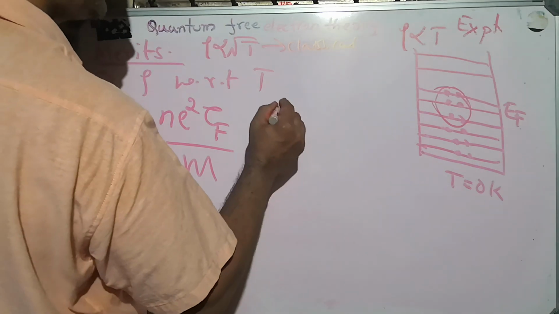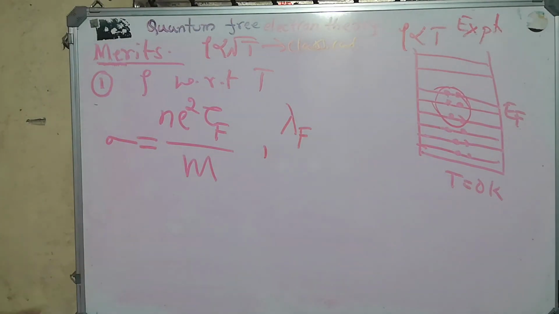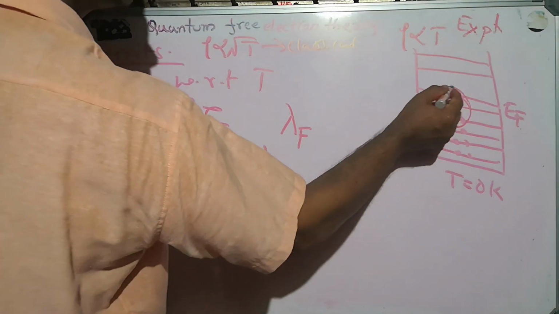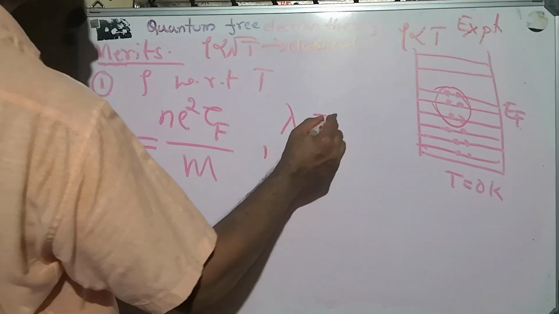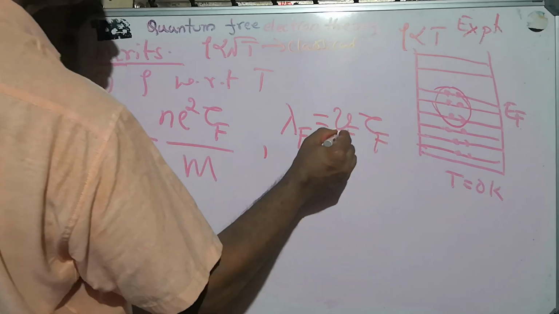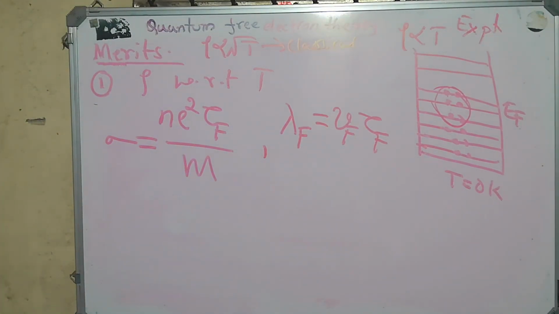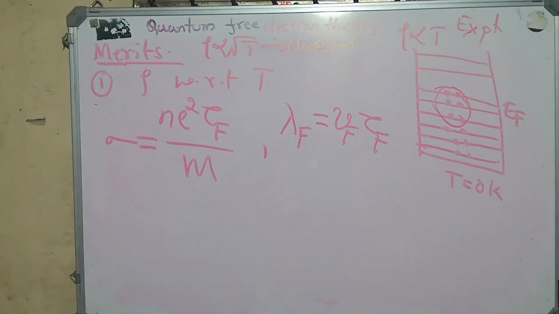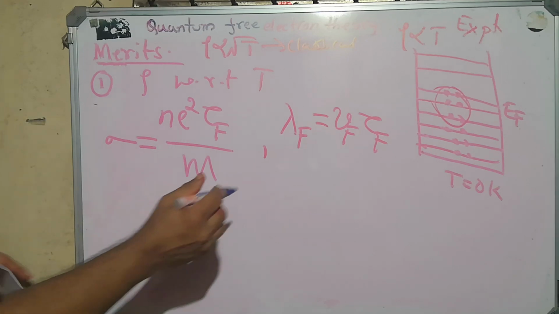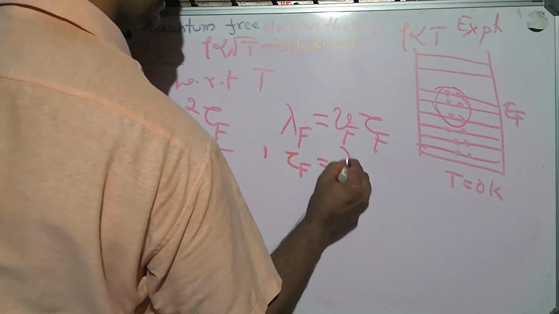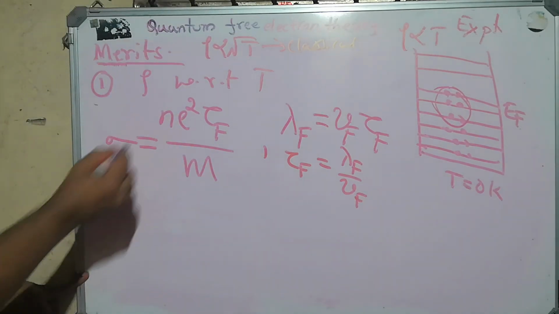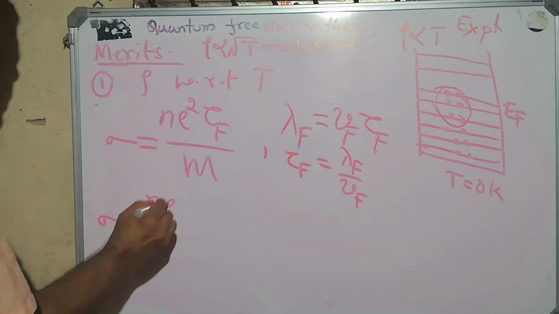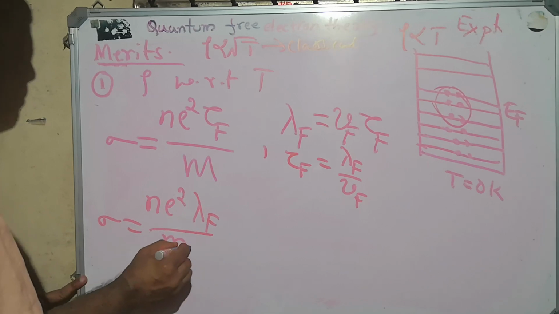Lambda F also represents the mean free path calculated for these conduction electrons. So distance is equal to velocity into time. What is VF? VF is nothing but the Fermi velocity, the velocity of electrons present in the Fermi level. So from this you can write tau F is equal to lambda F divided by VF. Substituting here, sigma is equal to n e square lambda F divided by m into VF.